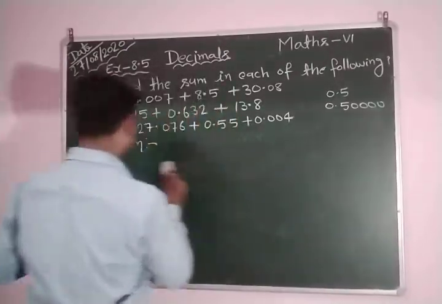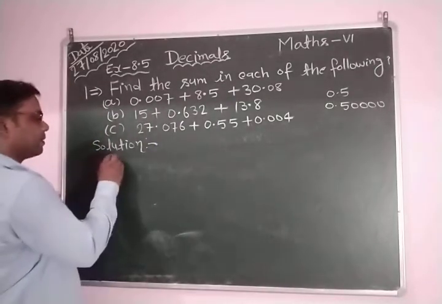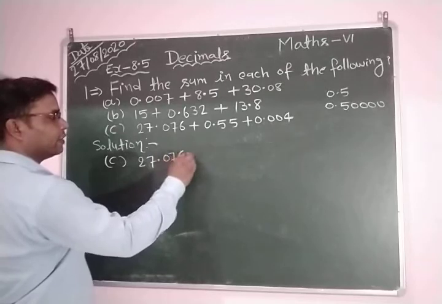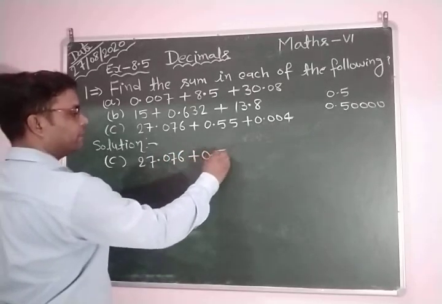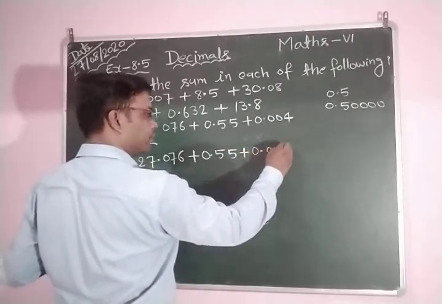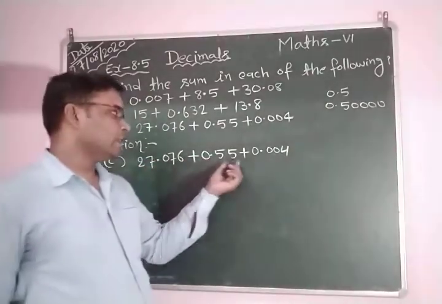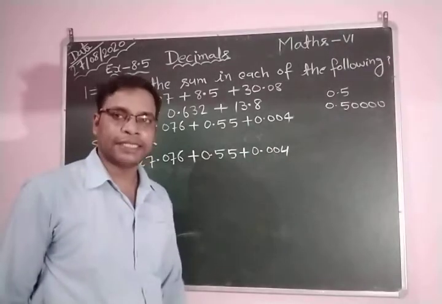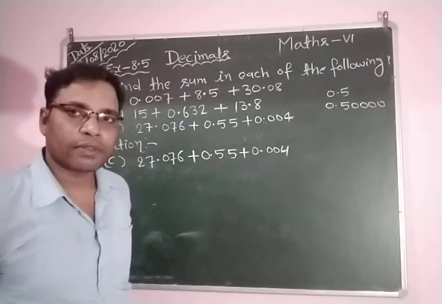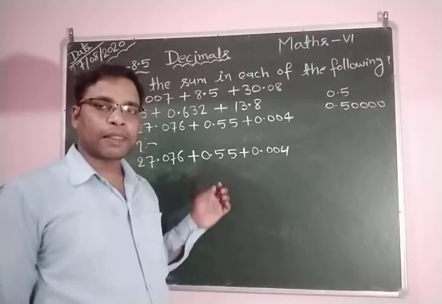So here, first write the given sum. This is the C part. We write the given sum 27.076 plus 0.55 plus 0.004. Here you can see after the decimal 3 digits, after the decimal 2 digits, after the decimal 3 digits. Okay. So first we make it like decimals. So first we add the given sum by the column method.